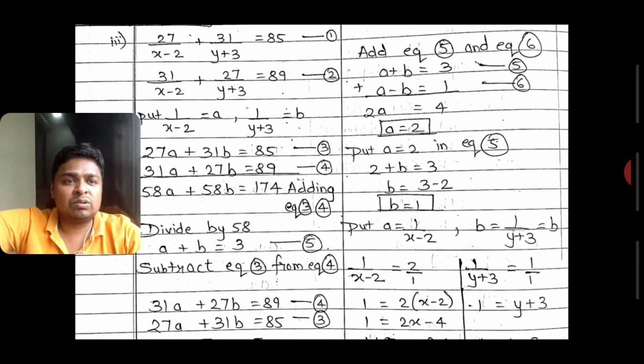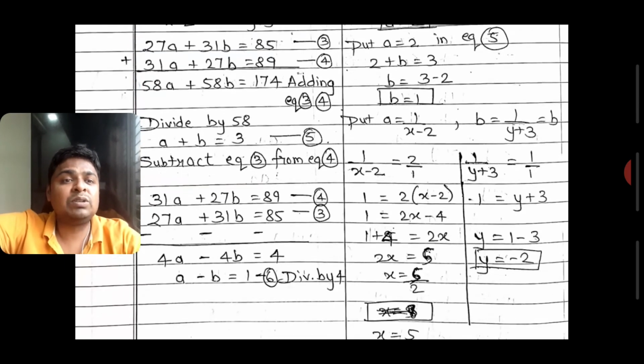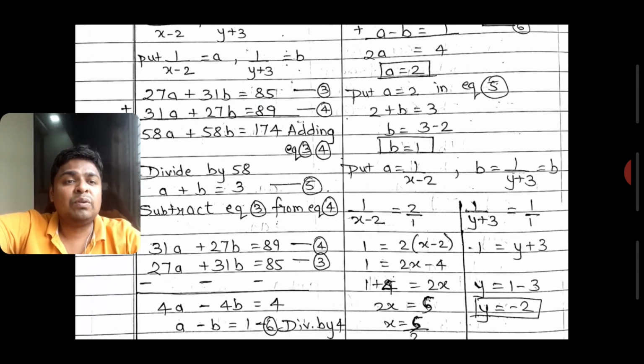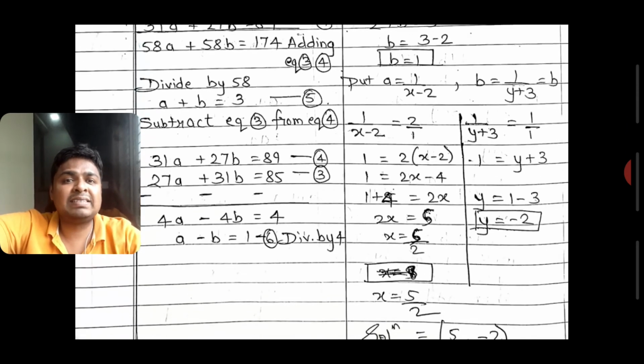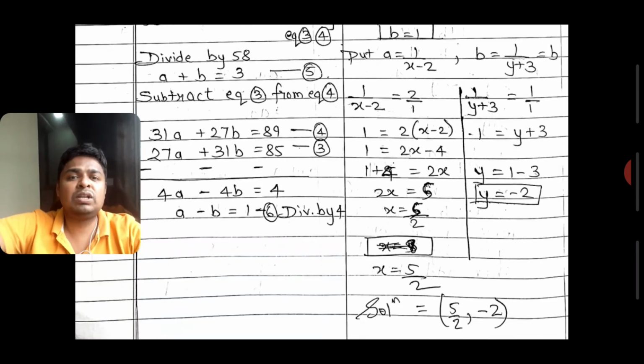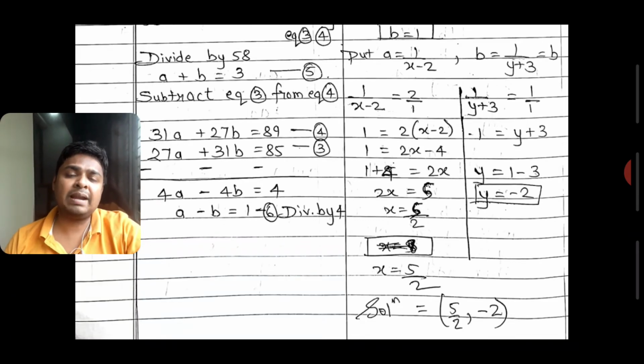By cross multiplying, I get the equation you can see here. So I cross multiply, I get 1 is equal to 2 into x minus 2, and then multiply it inside. I get the value of x as 5 upon 2 and the y value as minus 2 by substitution, cross multiplying and getting the answer. So the solution comes out to be 5 upon 2 and minus 2.